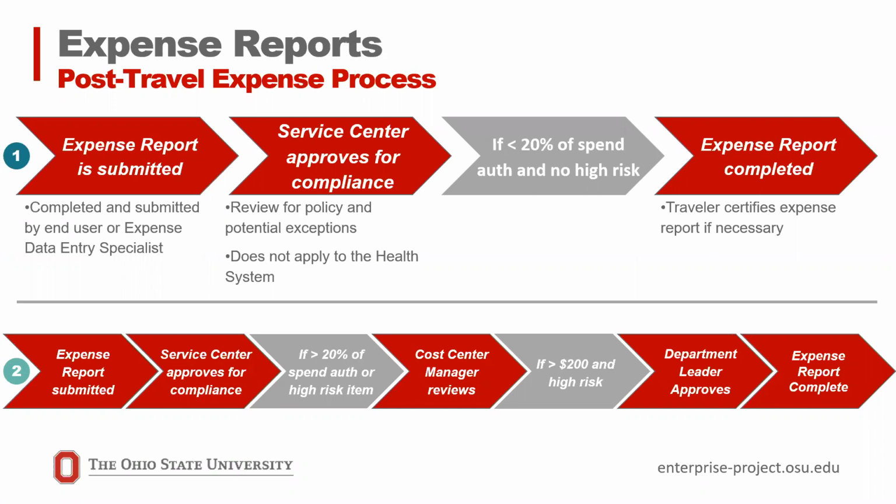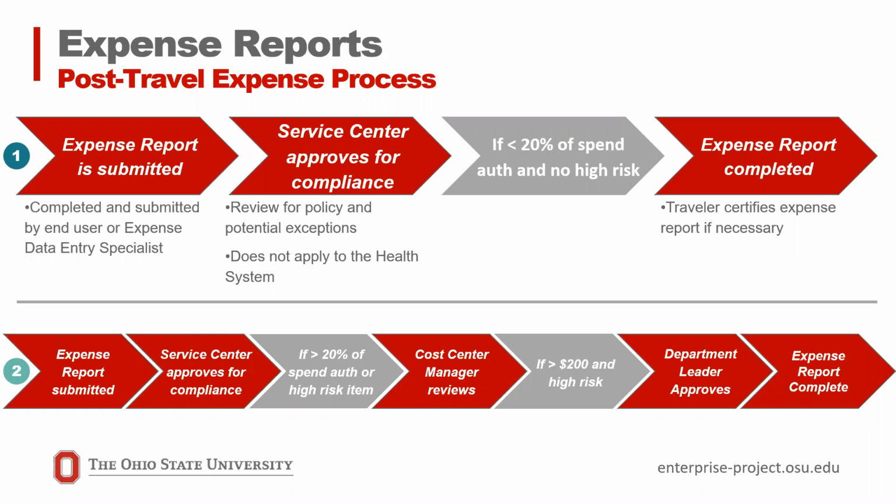So the cost center manager will look at it again because there's concerns here about budget at that point if we've gone over 20% of what was originally on the spend authorization. And then if it includes something that's greater than 200 and high risk, it will go to that department leader to approve again. So in general, the cost center manager sees it if it goes over 20%, and then the department leader gets involved if it's high risk.